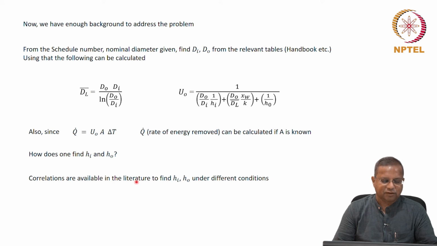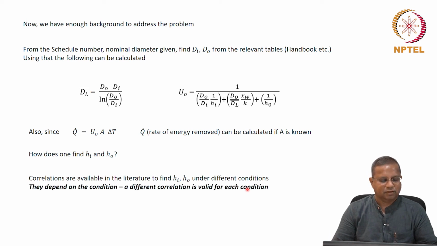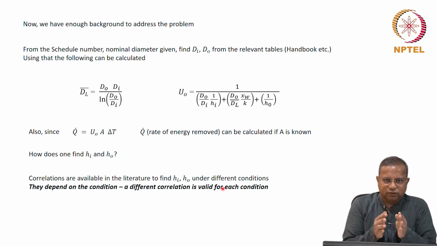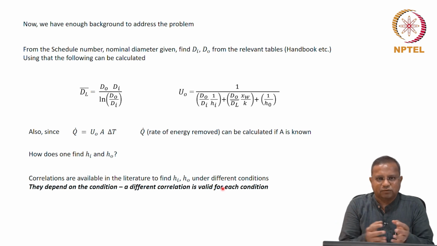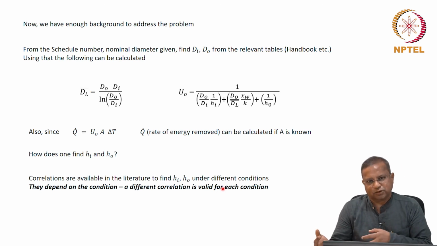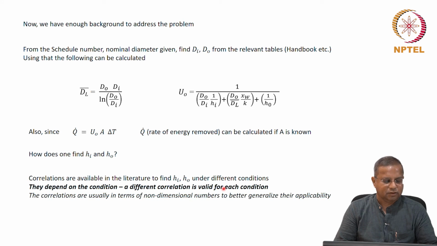Correlations are available in the literature to find out hi and h naught under specific different conditions. Of course, they depend on the condition, and a different correlation is valid for each condition. This is what makes it a little difficult to use. Whatever correlation we use needs to be applied to that exact condition, and we have no confidence whether that correlation is going to work for another condition. The correlations are usually written in terms of non-dimensional variables, of course, to better generalize their applicability. This is to be expected.